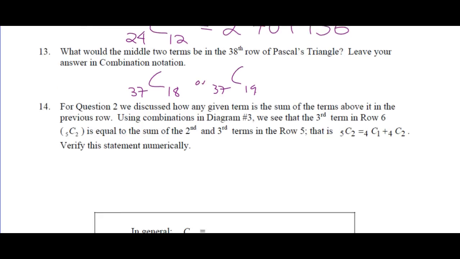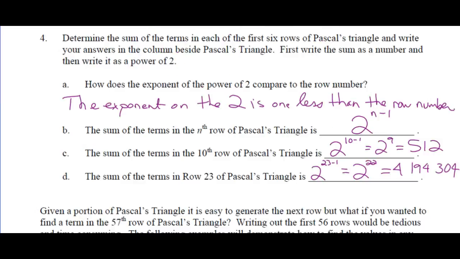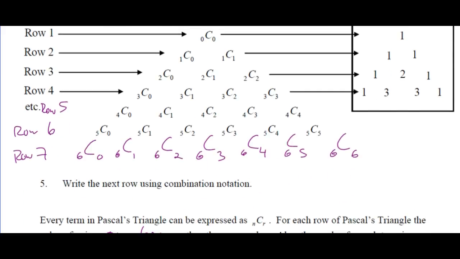For question 2, we discussed how any given term is the sum of the terms above it in the previous row. Using combinations in diagram number 3, we see that the third term in row 6, that is 5 choose 2, is equal to, let's find diagram number 3, the third term in row 6, so 1, 2, 3. So 5 choose 2 is the sum of 4 choose 1 and 4 choose 2. We look at 5 choose 4, it's 4 choose 3 and 4 choose 4.